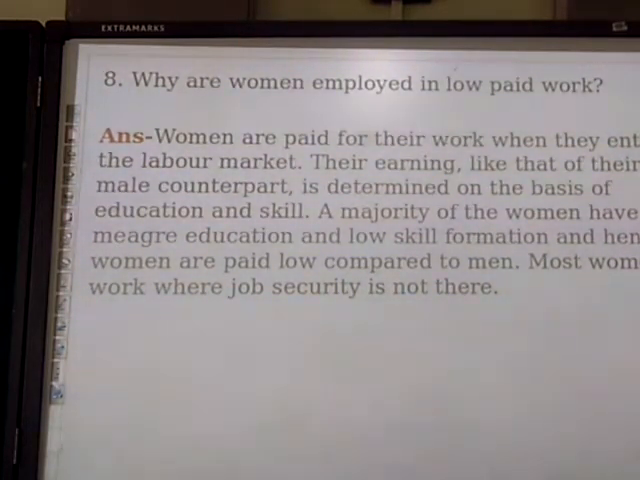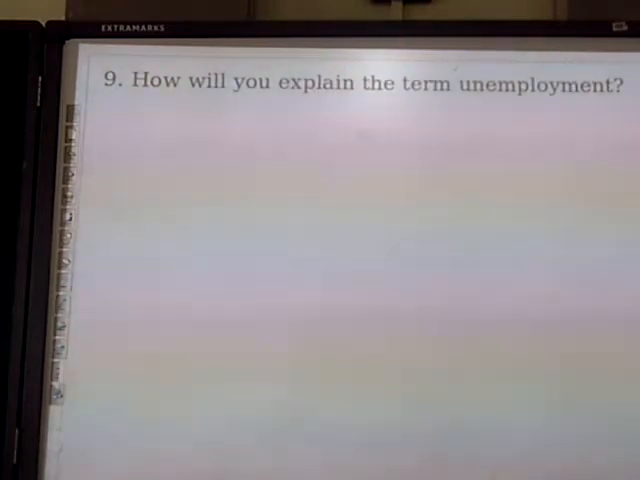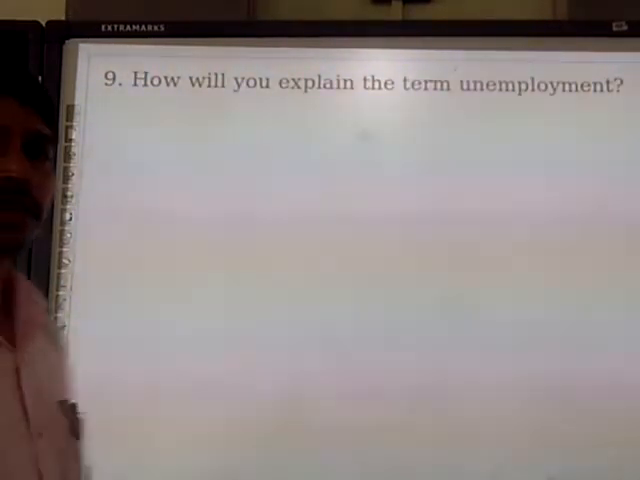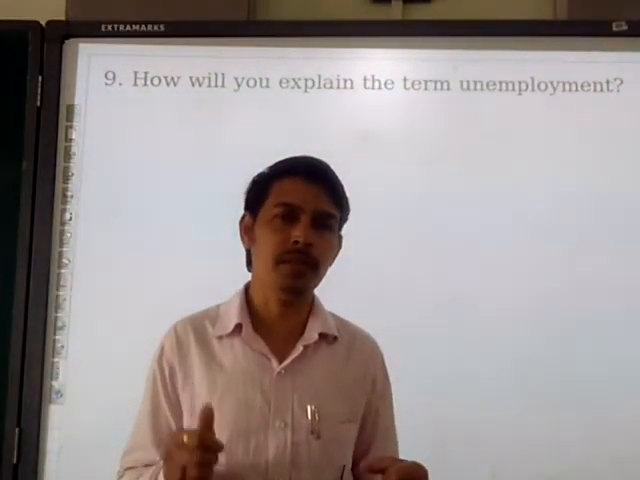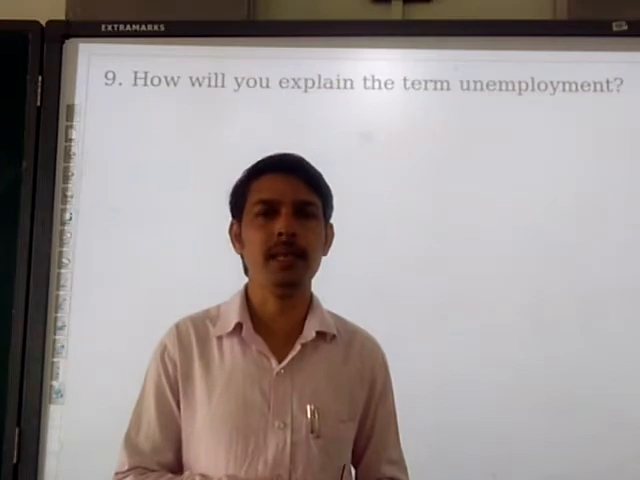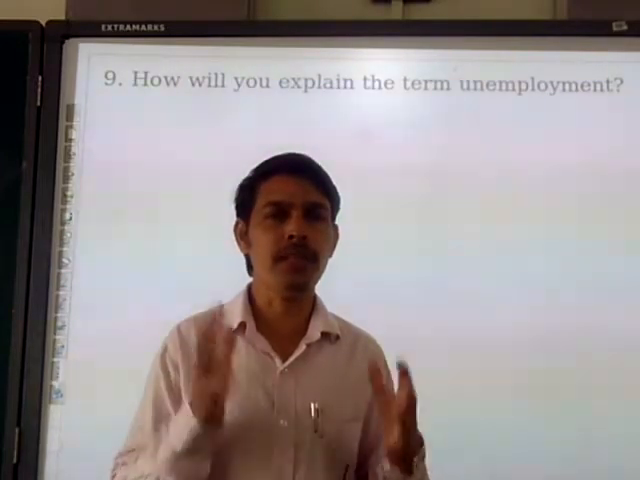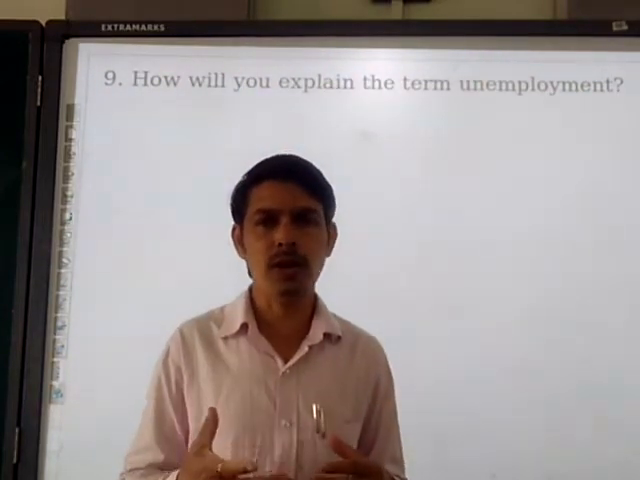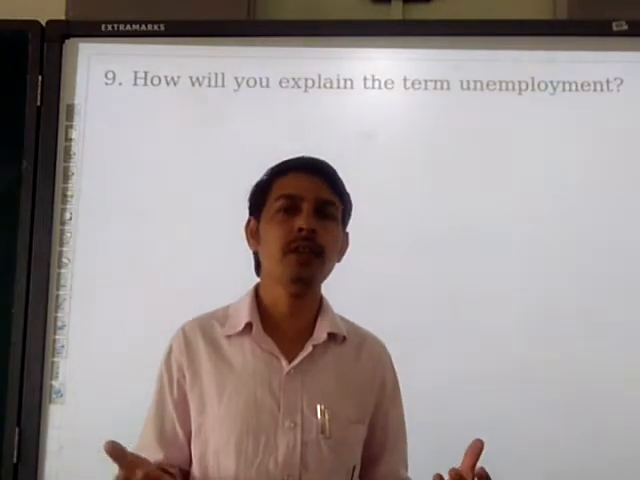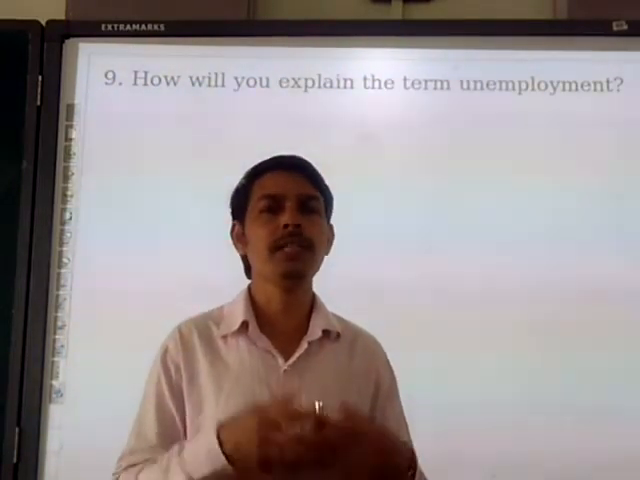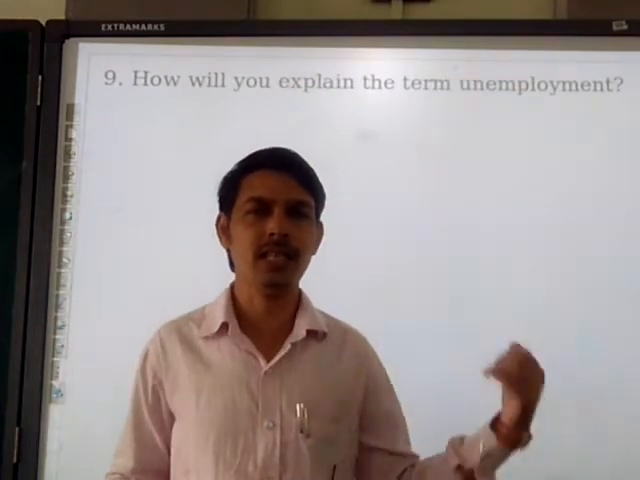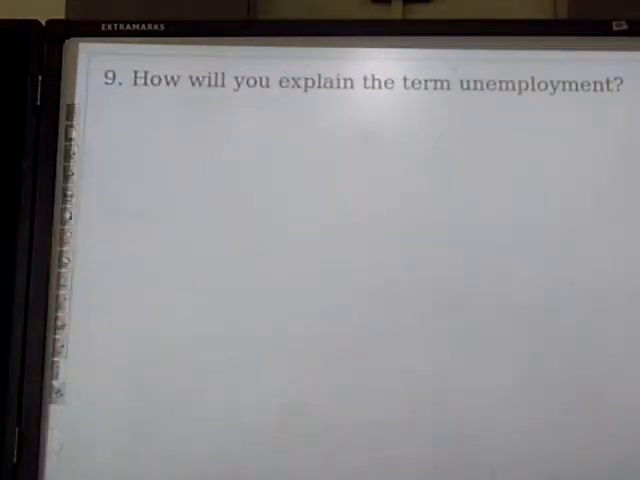Moving to question number 9. How will you explain the term unemployment? The person is ready to work but not finding the job. That's called unemployment. It is a situation when the person wants to do a job but does not have the job. On the particular wages, he or she is ready to work but the person is not getting the job. That's unemployment. Please check the answer.